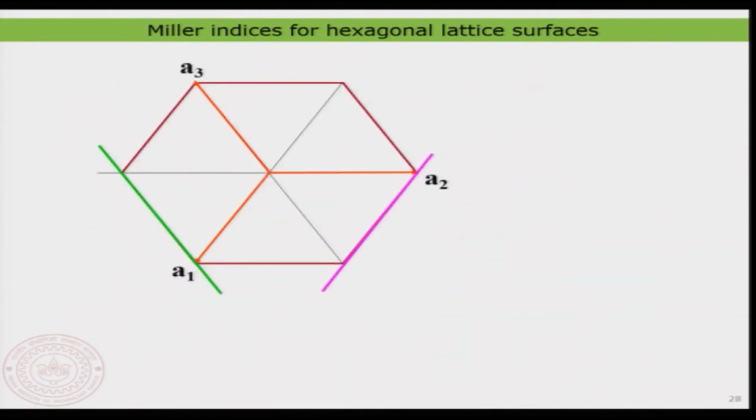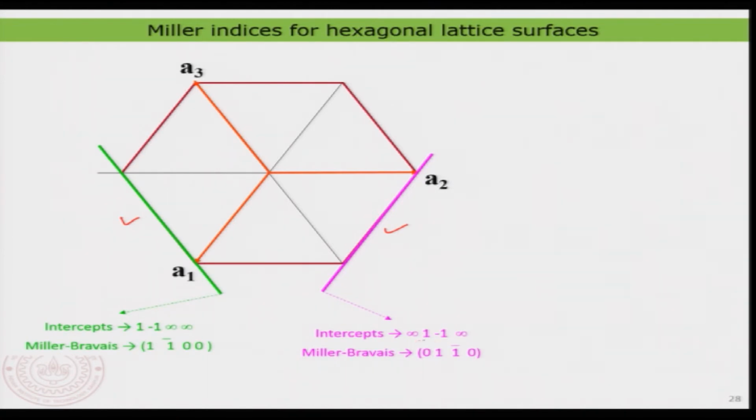Now let us have a look at a couple more examples, like the Miller index again for a different hexagonal lattice. These are two different planes that I would like to represent. You can first of all look at the intercepts, and from there you can calculate or represent the Miller-Bravais indices. This plane is nothing but 0 1 bar 1 0, and this one is actually 1 bar 1 0 0. So the planes are actually of a similar type.